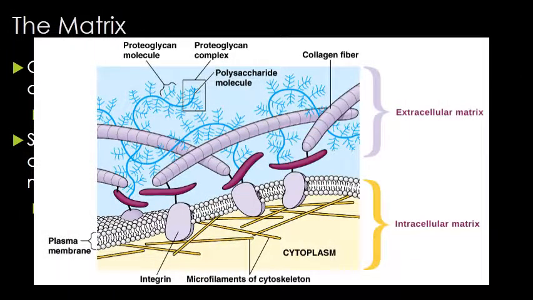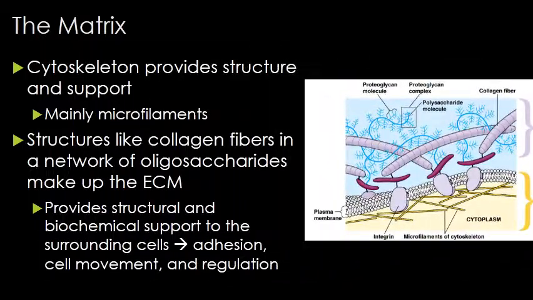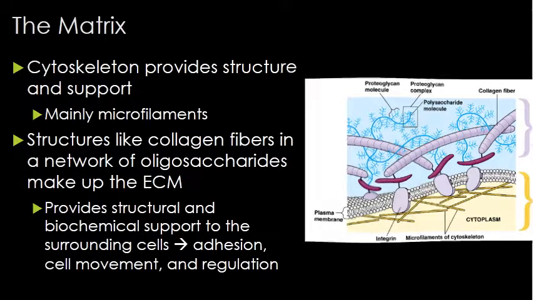There are really two matrices, the extracellular matrix, which we've discussed before, and the intracellular matrix, which is composed of cytoskeleton components. So the cytoskeleton is going to provide structure and support, and it's going to be mainly microfilaments here. But the ECM is going to be made of proteins and sugars that provide biochemical support, movement, regulation, adhesion, communication, a wide variety of functions like that.